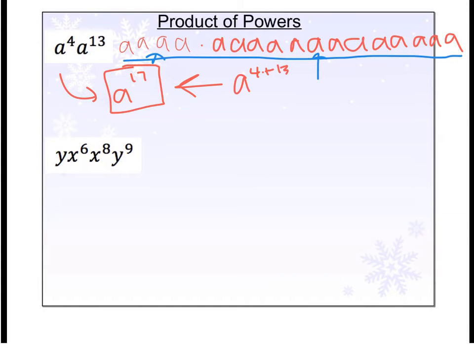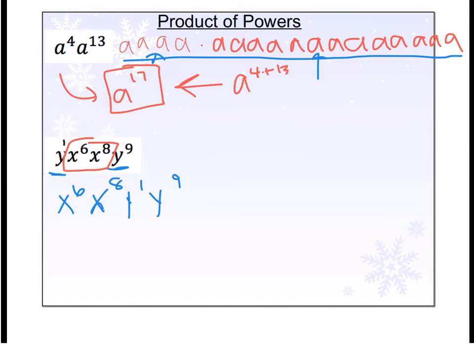It does work when you have more than one variable. So the second example says y, x to the 6th, x to the 8th, and y to the 9th. So in this case, you'll just put the y's together, and then you'll put the x's together, because an x is different than a y. So this y just has a 1 on it. So if I'm going to do the shorthand, what I really have is x to the 6th, x to the 8th, y to the 1st, and then y to the 9th.